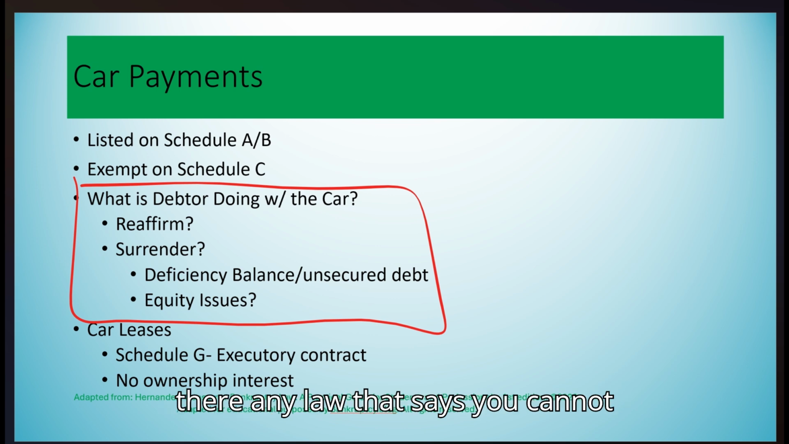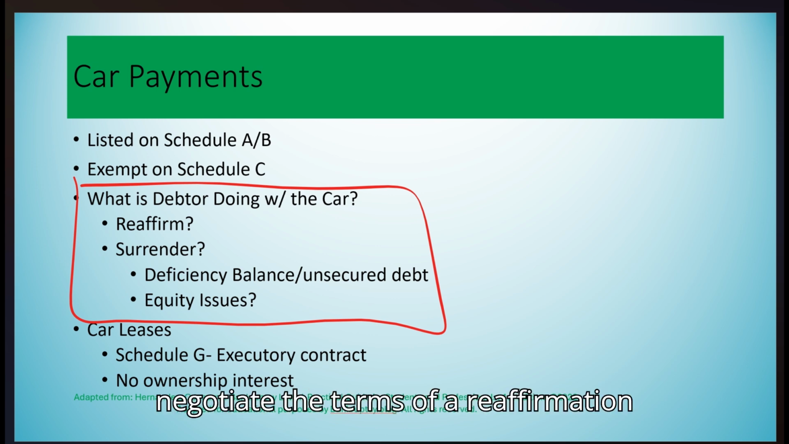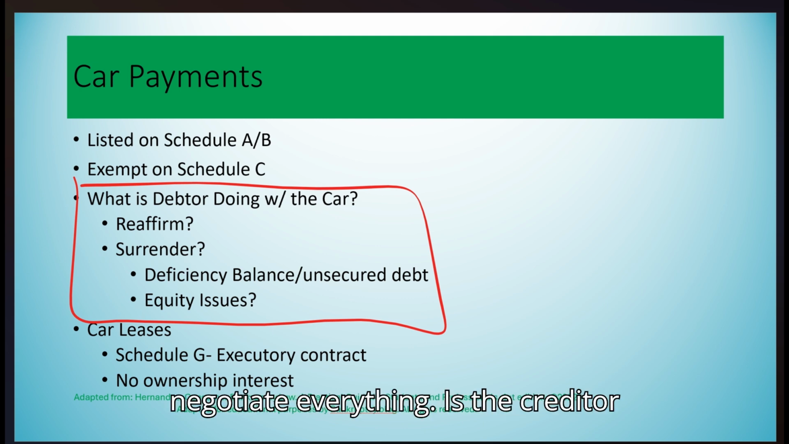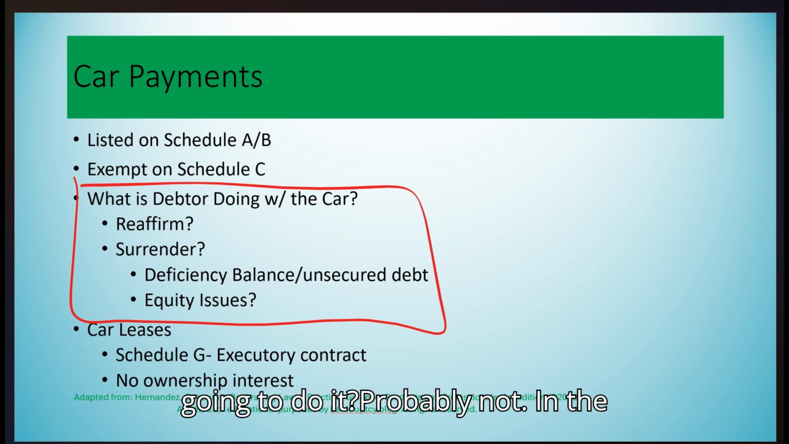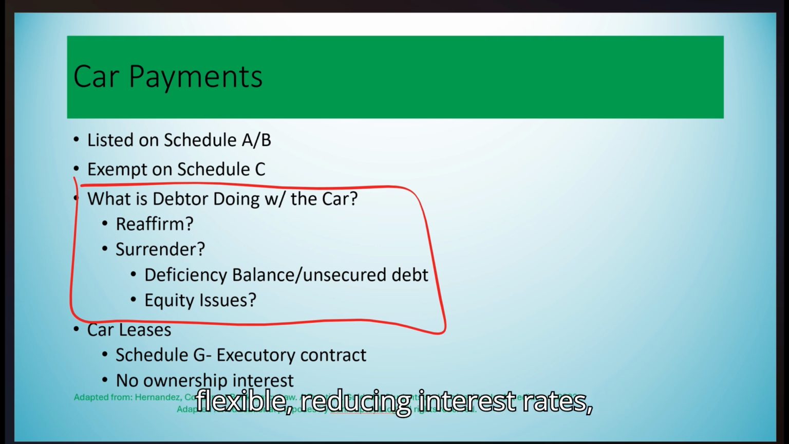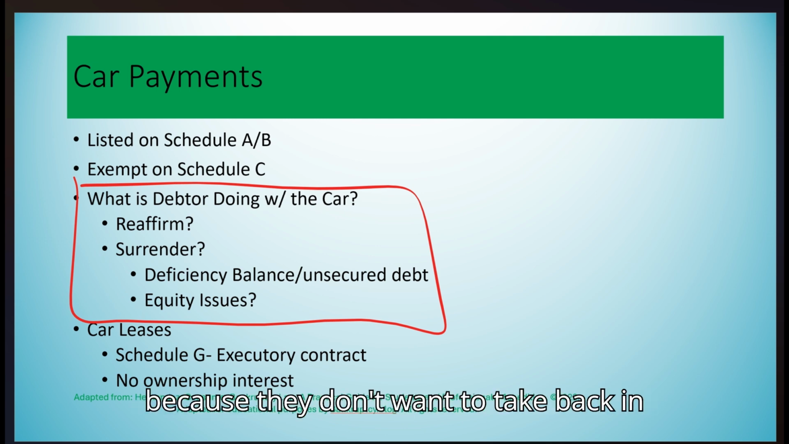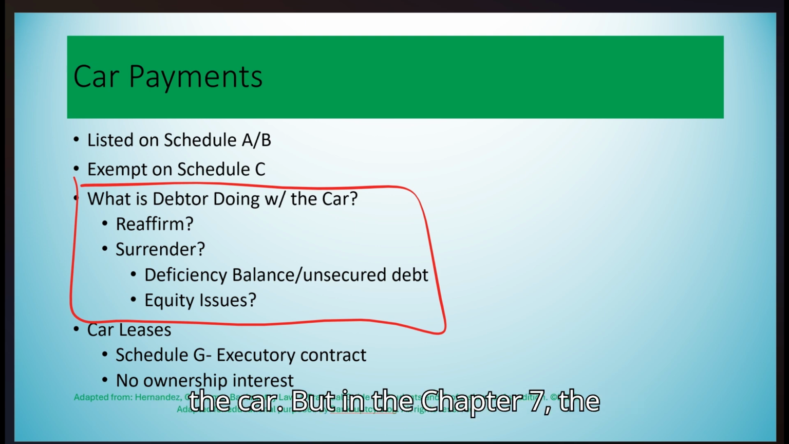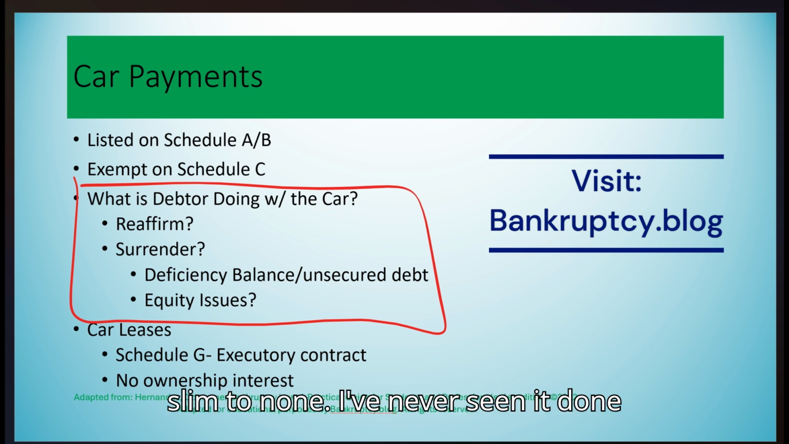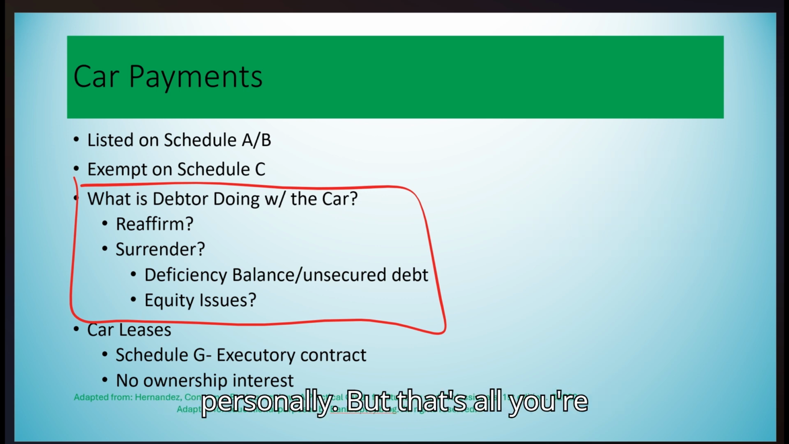Is there any law that says you cannot negotiate the terms of a reaffirmation agreement? No. Can you reduce interest on it? Sure, you can negotiate everything. Is the creditor going to do it? Probably not. And in Chapter 13, sometimes creditors are flexible, reducing interest rate, et cetera, to make sure someone qualifies because they don't want to take back the car. But in Chapter 7, the chances of renegotiating this debt are slim to none. I've never seen it done personally.